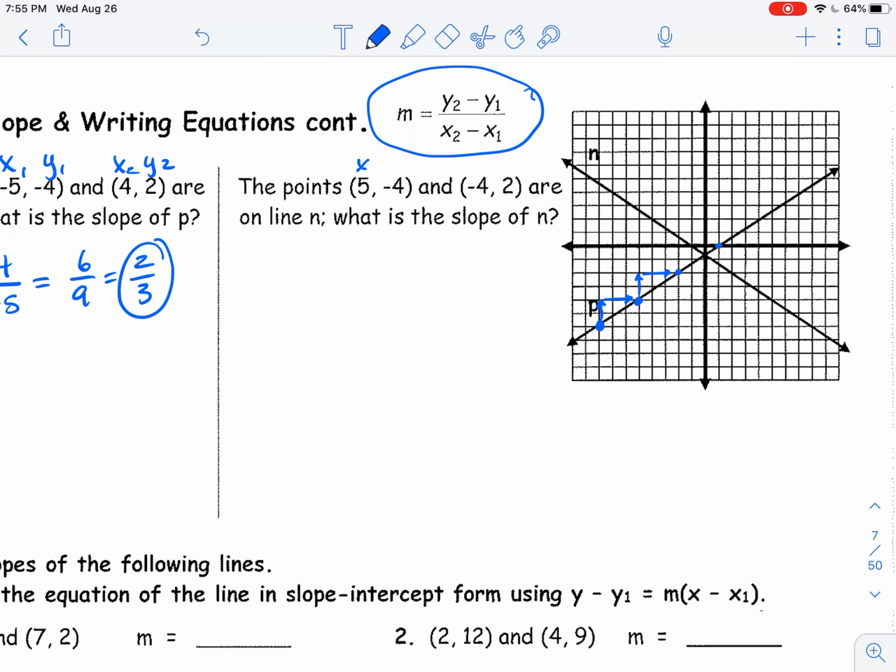Again, first step, label your points. Your first x and your first y, your second x and your second y. Slope is the second y minus the first y over the second x minus the first x. Double negative, so we add. Same signs, you add them and you keep the sign, and so this one's going to be -2 over 3.